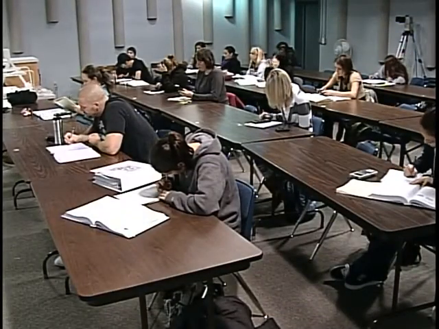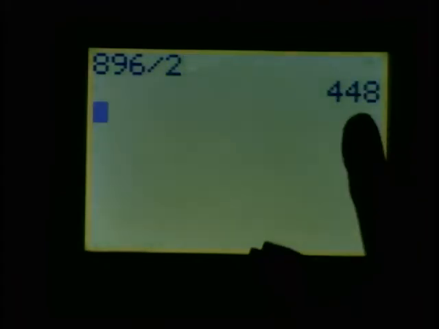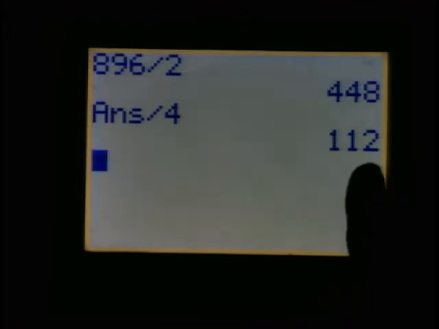Okay, so if we take 896 and we divide it by 2 right away, we get 448. Oh, that's clearly divisible by 4, isn't it? Okay, so if I divide by 4, I get 112, which is still divisible by what? At least 2. At least 2? 4. Right. The 4 actually works?